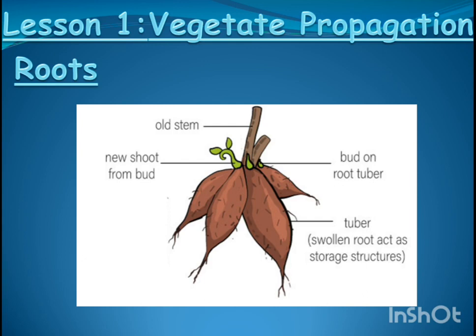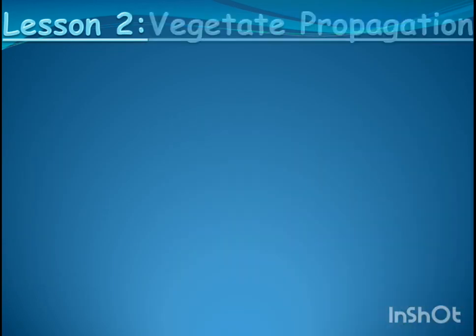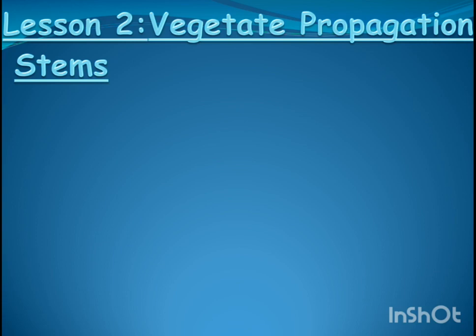The next lesson is vegetative propagation in stem. Children, in vegetative propagation in stem, there are two types of stem: the stems which grow under the ground and the stems which grow above the ground. Generally when the stem grows under the ground, people think they are roots, but they are not. They are the stem of the plant. For example, potato and onion are stems of the plant which grow under the ground.